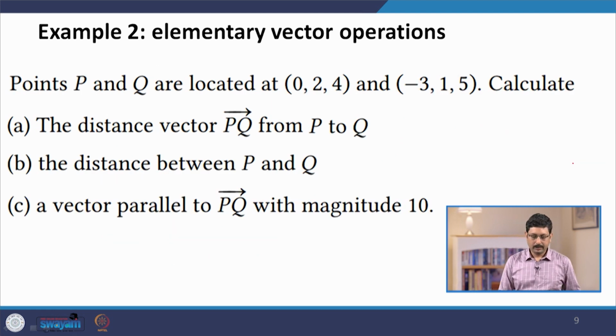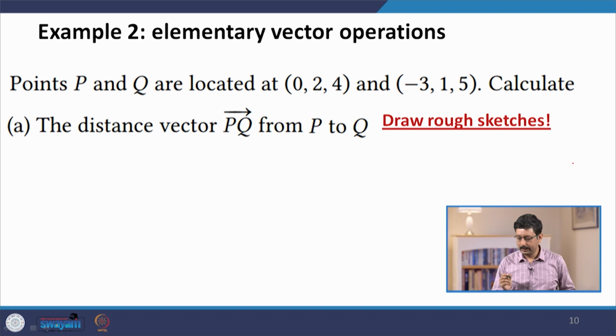The next example is points P and Q are located at, so the coordinates of 2 points are given. Calculate the distance vector from the point P to Q, the distance between P and Q, and a vector which is parallel to PQ with magnitude 10. Okay, let us do it one by one.